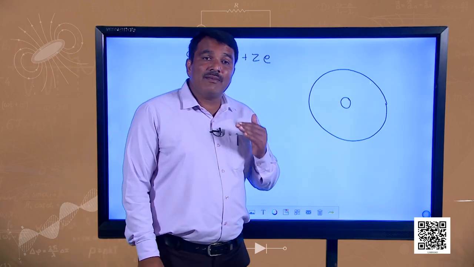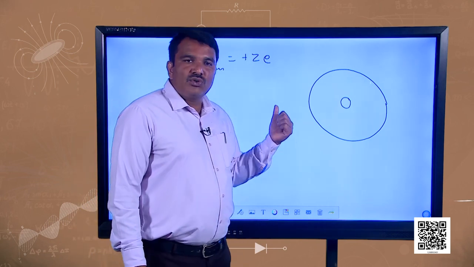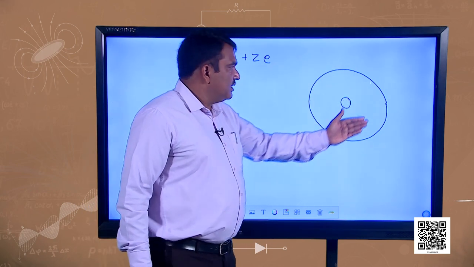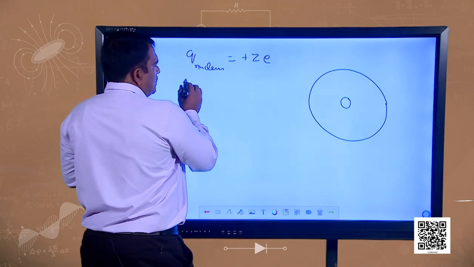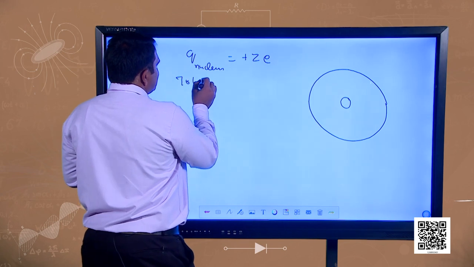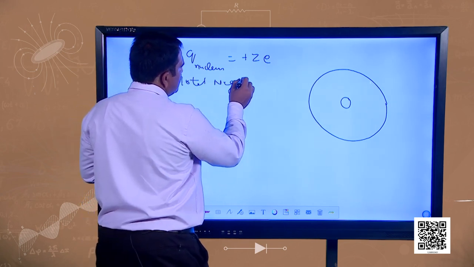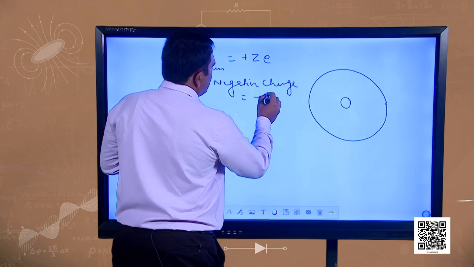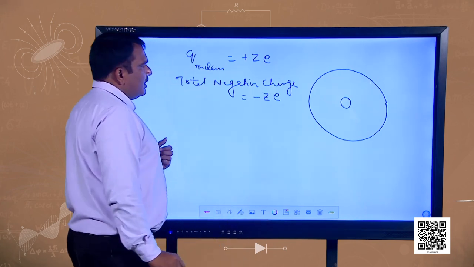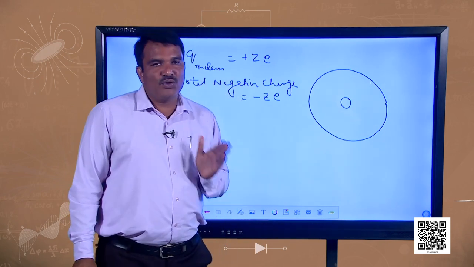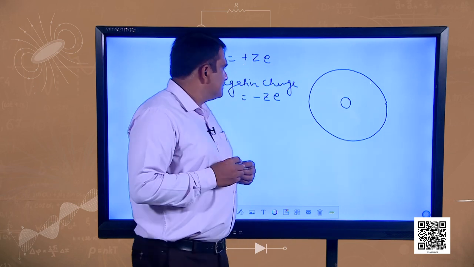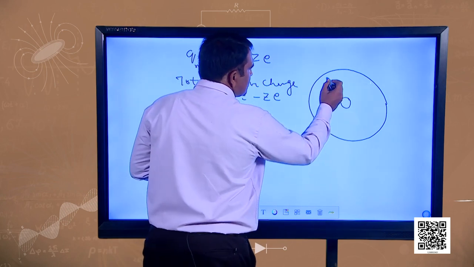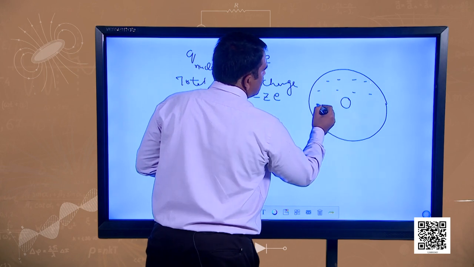and because we know that atom is electrically neutral, so the total amount of negative charge which is around this nucleus is also equal to total negative charge within this atom should be minus Ze, because total charge of the atom should be 0 as the atom is electrically neutral. So, minus Ze is the total charge which is present around this nucleus.